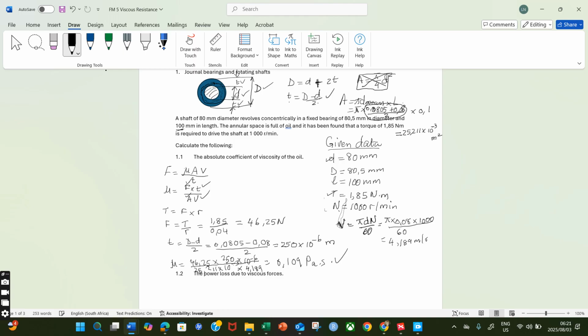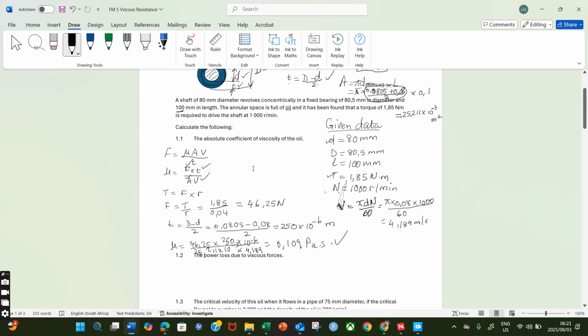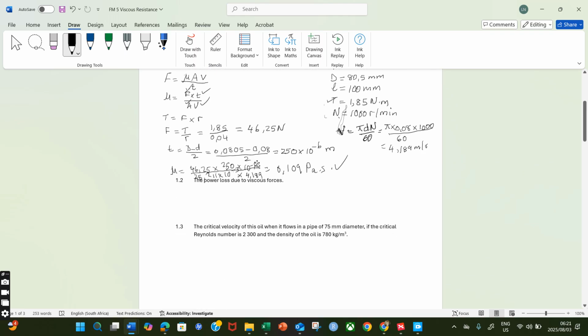This is our coefficient of viscosity, which is also referred to as the absolute coefficient of viscosity. It is the same as the dynamic viscosity. So if they say calculate the dynamic viscosity, you must know that is the same as the absolute coefficient of viscosity. The next question is the power loss due to the viscous forces.